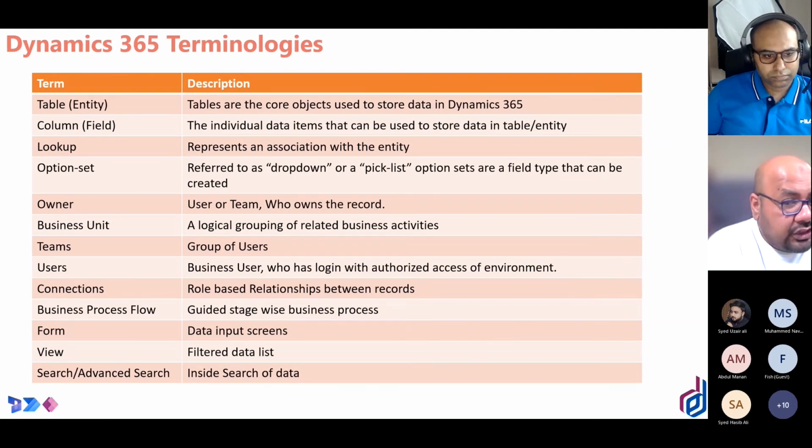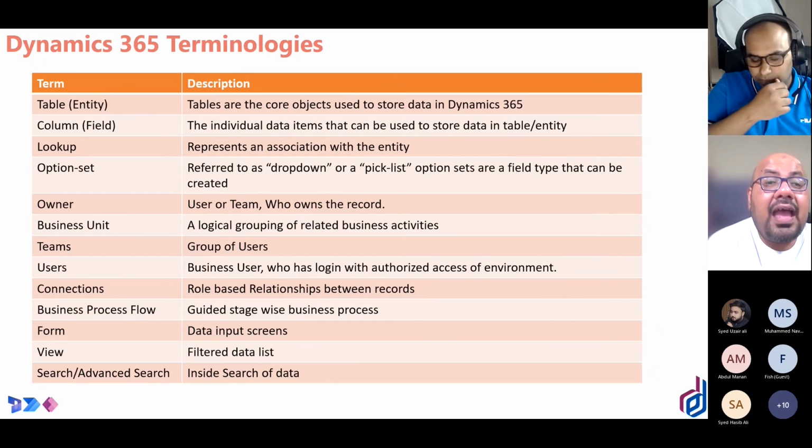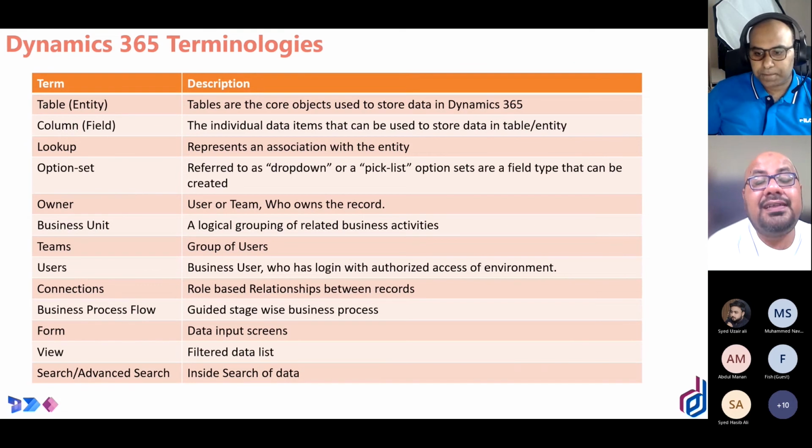Then you can see the connection, which is just like a role-based relationship you are going to make between the records. Let's take an example: there is one company owned by person A, but person A has a relationship, or some kind of reference, with another company with whom you are going to work or do business. So you can make the connections there. You will find a lot of connections in terms of managing the association among the records.